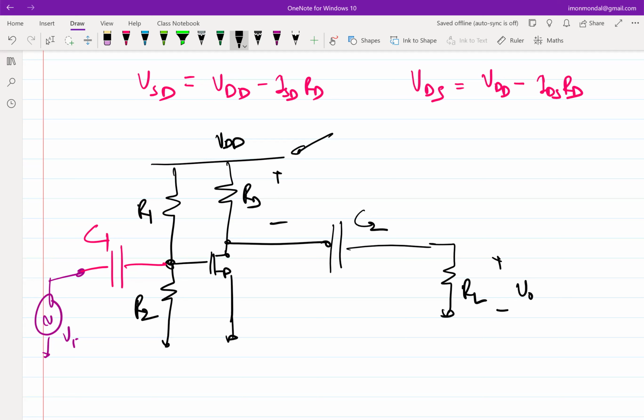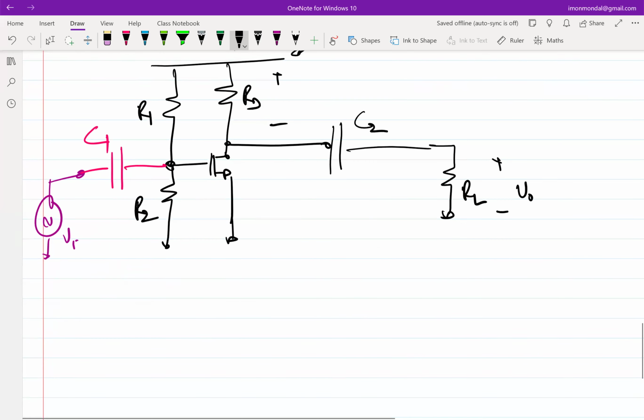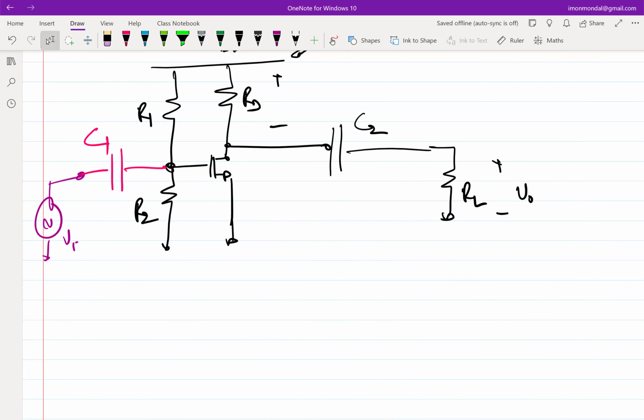So let's do a quick incremental model of this. Assume the capacitors are shorted in the incremental domain, right? Because that's how we are going to size it anyways. So if we assume the capacitors are shorted, let's figure out how to replace. I mean, the only thing that needs to change is the MOSFET, right? Because everything else is linear. So let's replace the MOSFET with its incremental equivalent and do a quick analysis.